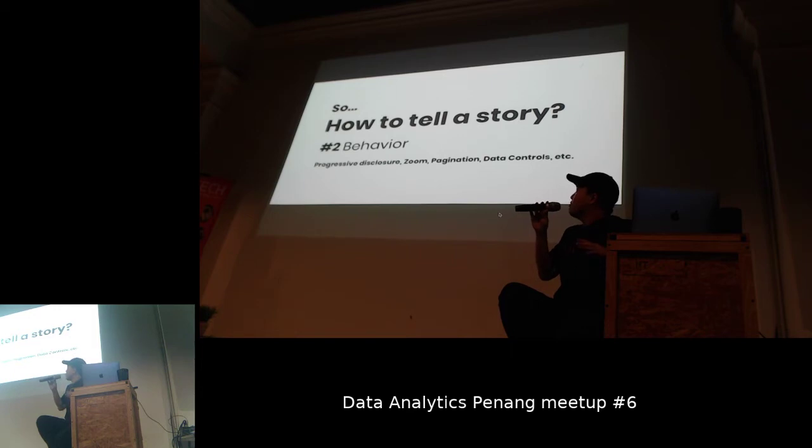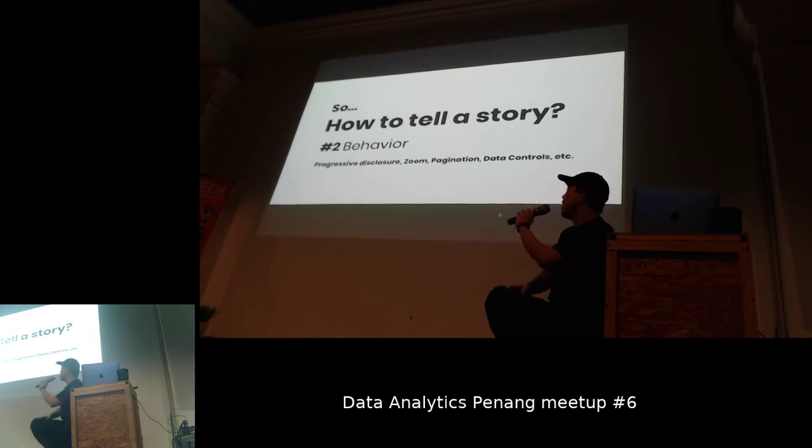I won't really talk too much, but I really want to show some examples later. But basically, when you want to tell a story, you can give a lot of ways for them to interact with data. So progressive disclosure, for example, they just hover over it, they get to see the cool data pop up. Zoom, pagination, where you have a lot of different dates, might be a good idea to just paginate them. So page 2, page 3, you see different data moving, it should be cool. Data controls, for example, you want to filter out some of the data.